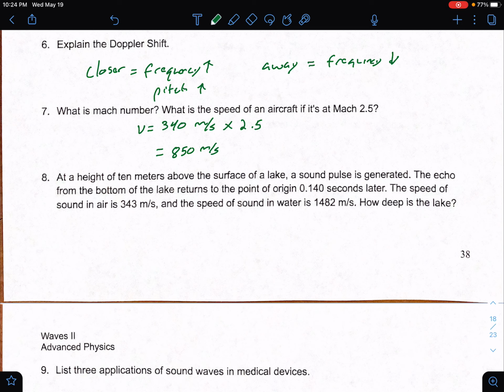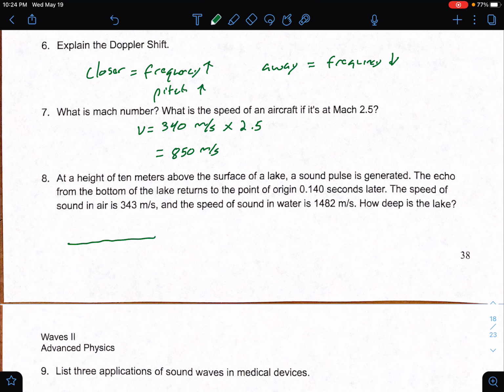Okay, so if I am 10 meters above the water, here's my water right here. That means I have to go down, go through the water, hit the bottom, because I want to know how deep it is, and then come back up. So basically the distance it would cover in the air is going to be 20 meters. You have 10 down here and then 10 up here. So what we're going to do is find the time it takes through the air, from the water back to the source.